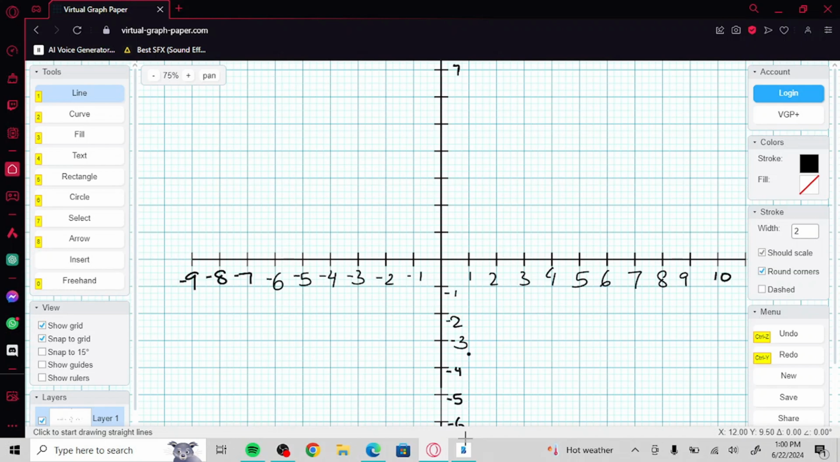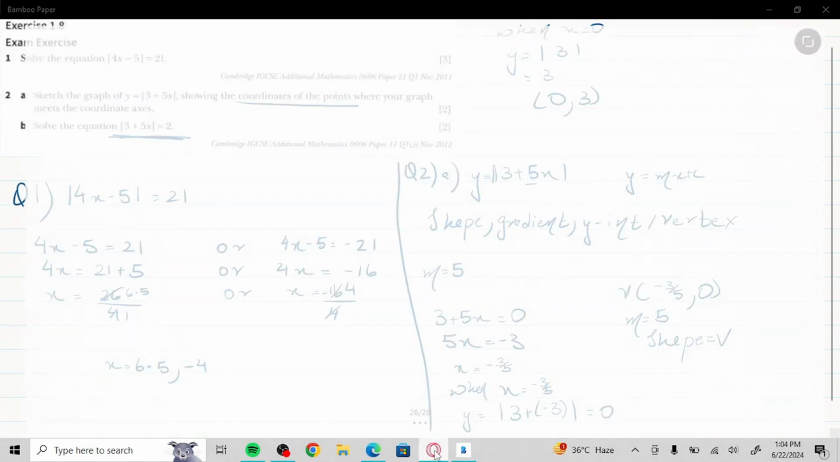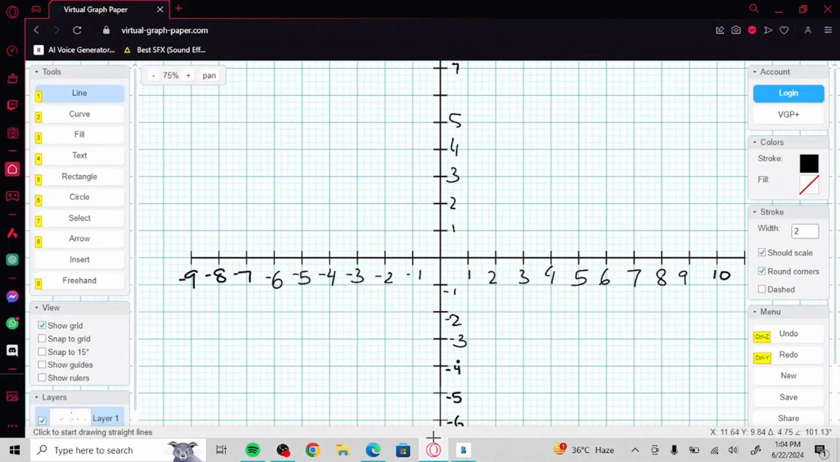Okay, so we have the graph, and what we are going to do next is, first of all, find the point where the graph meets the y-axis, because they have told us to show the coordinates of the point where your graph meets the coordinate axes. So when x is equal to 0, y is equal to positive 3. So another coordinate we are going to sketch is (0, 3). Our first point is at (0, 3).